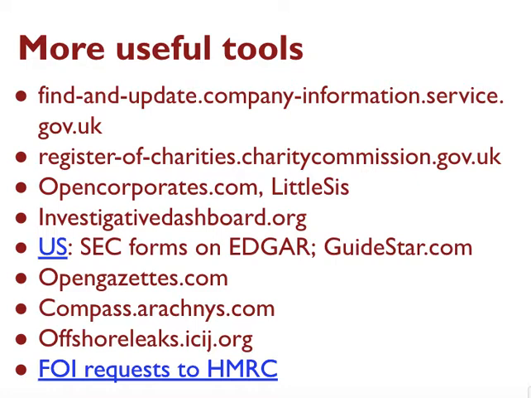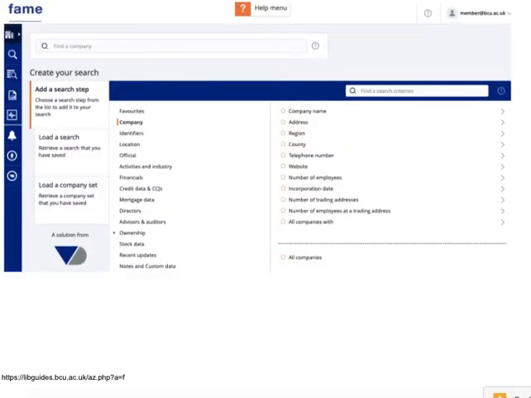You can even send an FOI request to HMRC, which is the part of the organisation that collects taxes and investigates tax evasion. And that link gives you an example of one of those. While you're a student at the university, you have access to FAME as well, which is a financial database that allows you to search information on companies and directors.